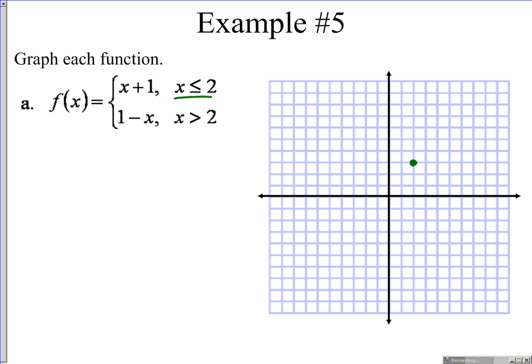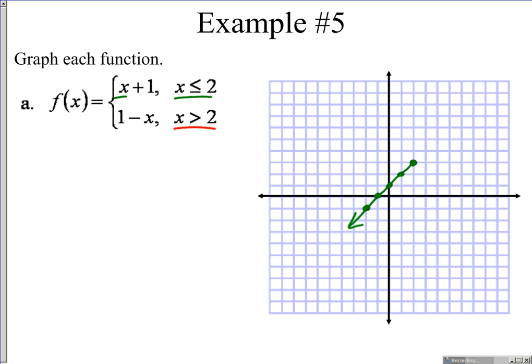Now I'm graphing this line only to the left of that point. So our slope is 1. So for this line, I can go down 1 and to the left 1, down 1 and to the left 1, and so on. There's our first piece. Second piece, we are graphing only for x values greater than 2.